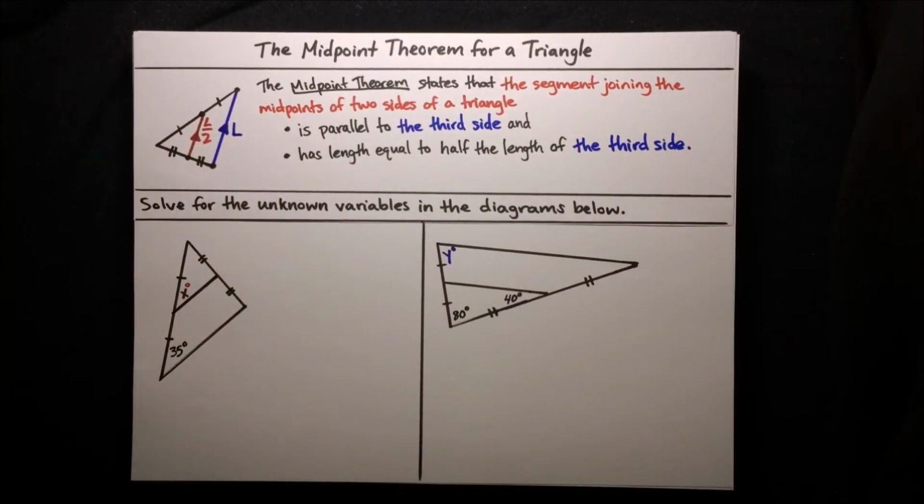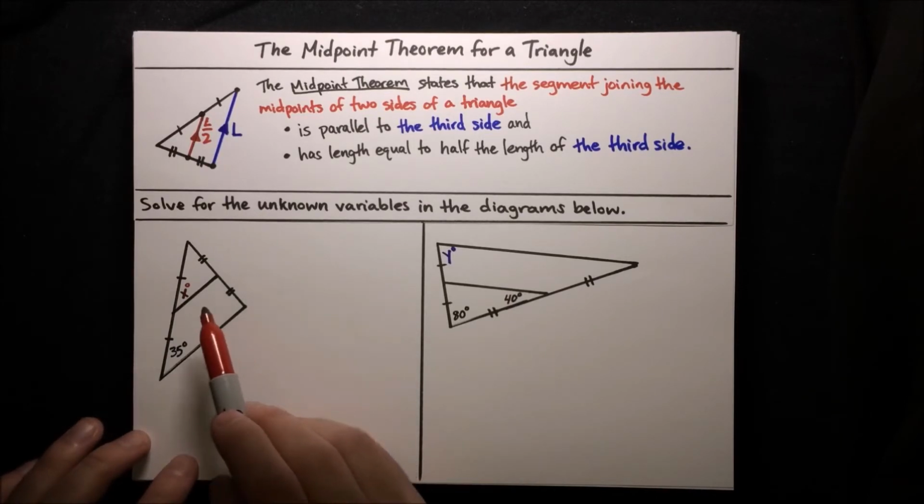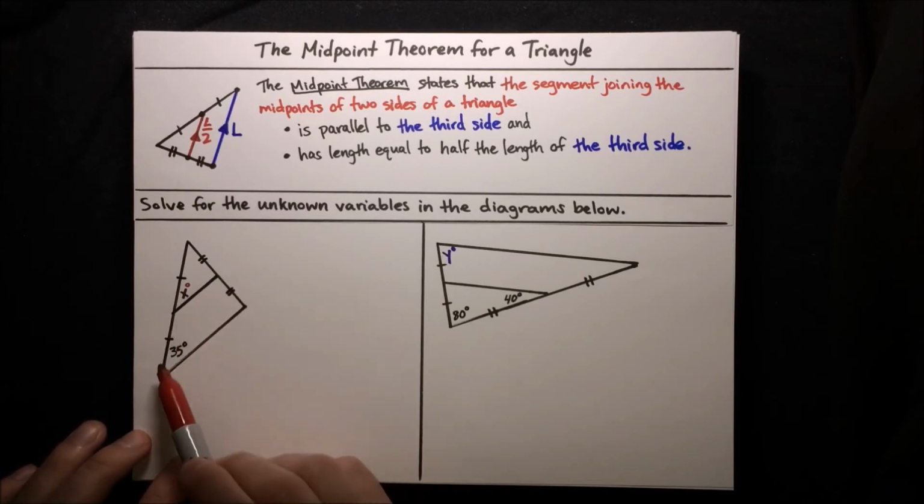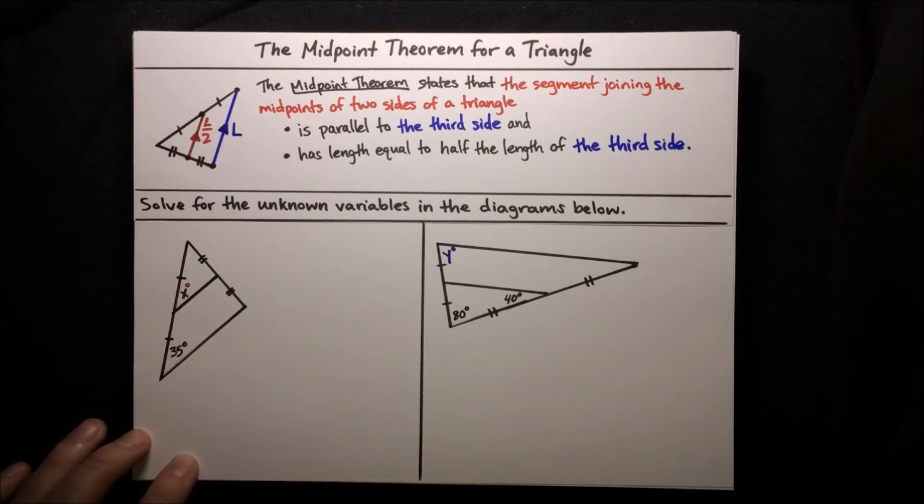Alright, so now we've got some more questions. Again, we want to solve for some unknown variables in the diagrams below. So in this diagram, we want to solve for the angle measure x, and we know that this angle here is 35 degrees. So how do we do this?